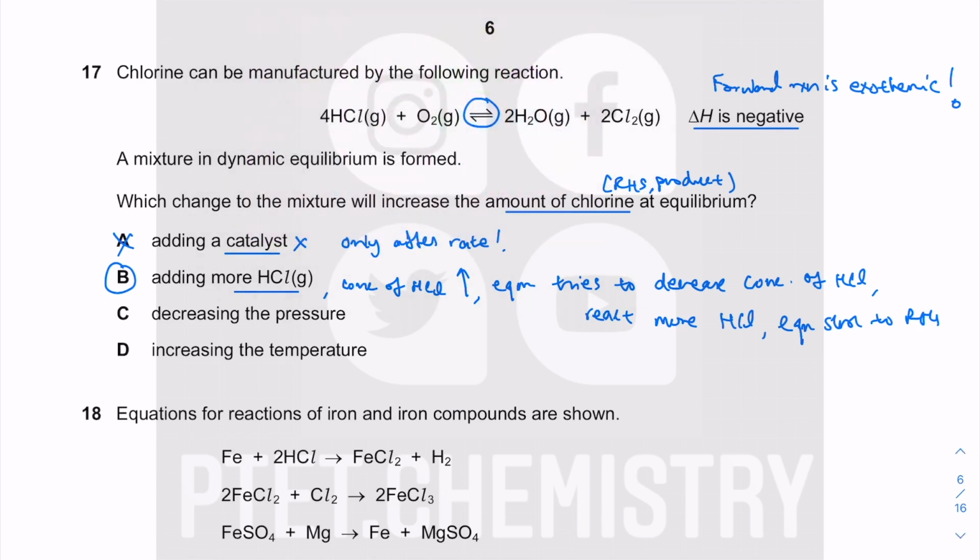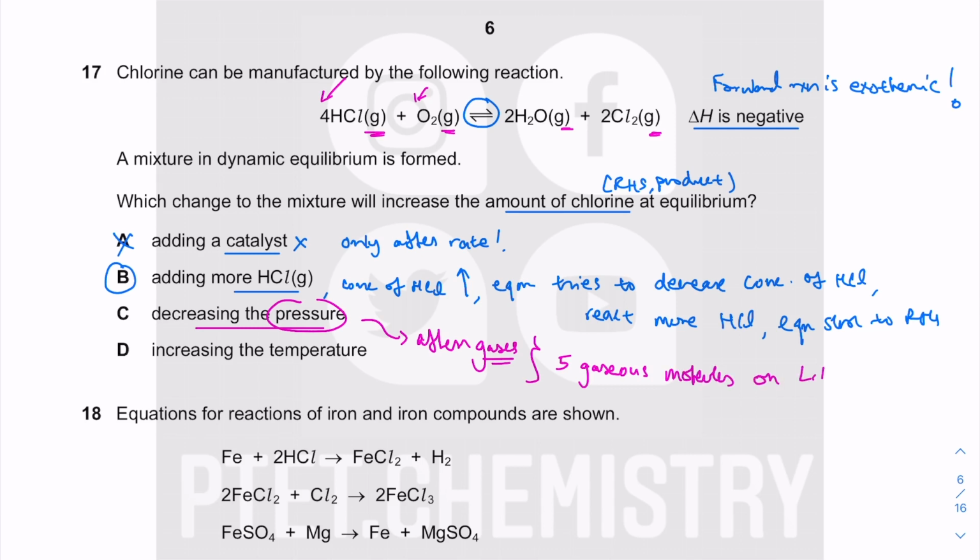So already gotten the answer, but I just want to show you that the rest are actually wrong options. Pressure. Pressure affects gases. So it's very important to focus on gases. These are gas, gas, gas, and gas. So this is 4 molecule and 1 molecule on the left. So there are 5 gaseous molecules on the left hand side, versus 4, because 2 plus 2, both of them are gases, 4 gaseous molecules on the right hand side.